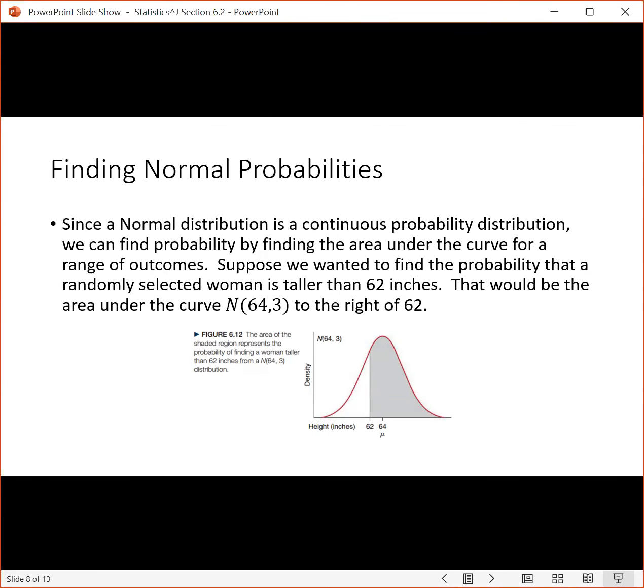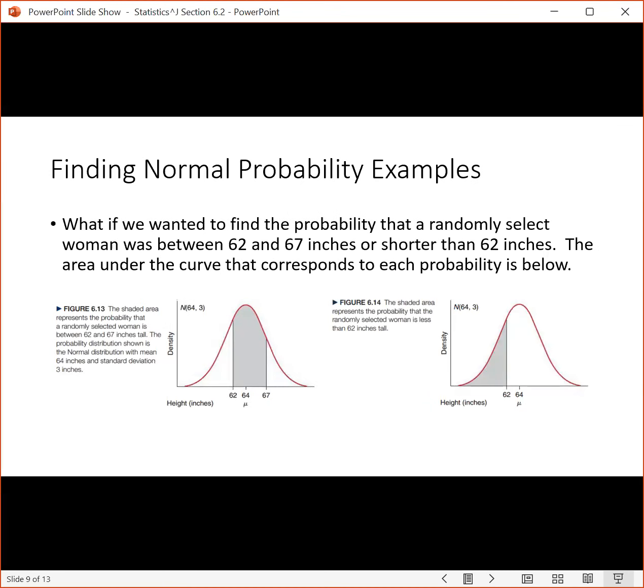Since a normal distribution is a continuous probability distribution, we can find probabilities by finding the area under the curve for a given range of outcomes. So suppose we wanted to find the probability that a randomly selected woman is taller than 62 inches. In that case, we would use the curve N(64, 3), which we covered on the previous page. And then we'd want to find the area under the curve to the right of 62 on that image. So if 64 is the mean, 62 is going to be to the left of that. And so the area under the curve is going to go from that 62 value all the way to the right.